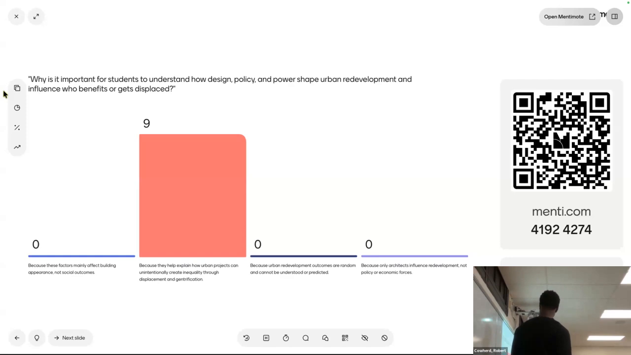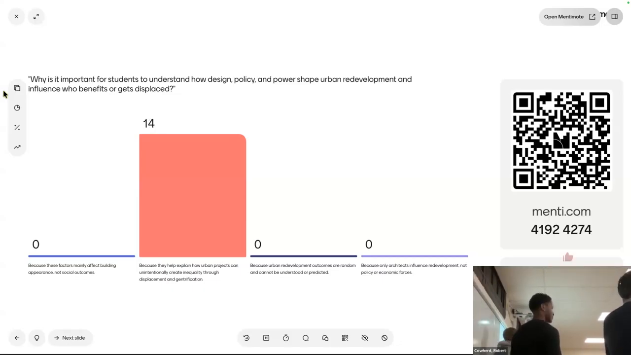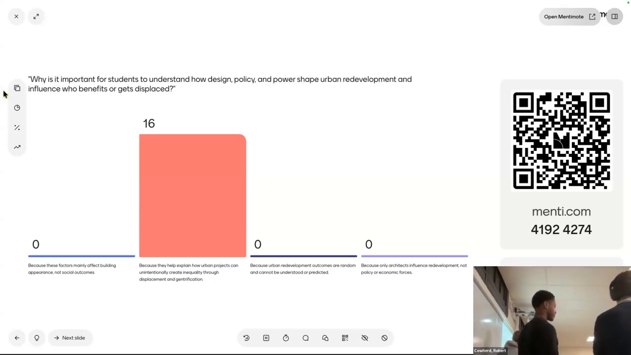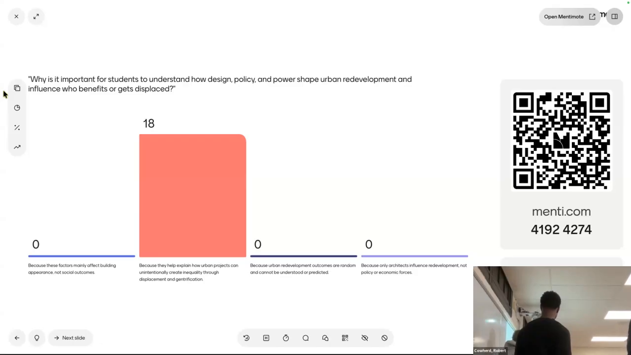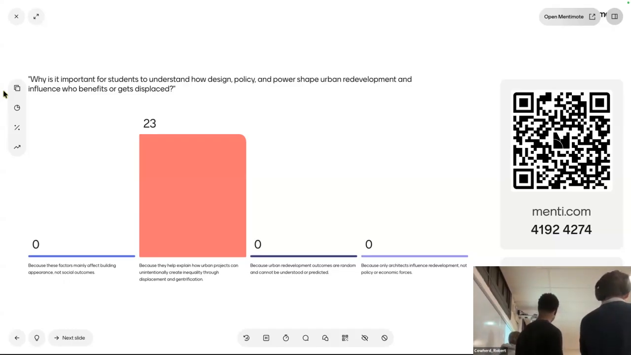Our question is, why is it important for students to understand how design, policy, and power shape urban redevelopment and influence who benefits or gets displaced? Because these factors mainly affect building appearances and are not local outcomes; because they help explain how urban projects can unintentionally create inequality through displacement and gentrification; because urban redevelopment outcomes are random and cannot be understood or predicted; or because only architects influence redevelopment, not policy or economic forces.